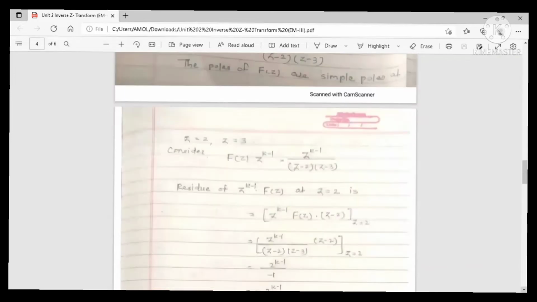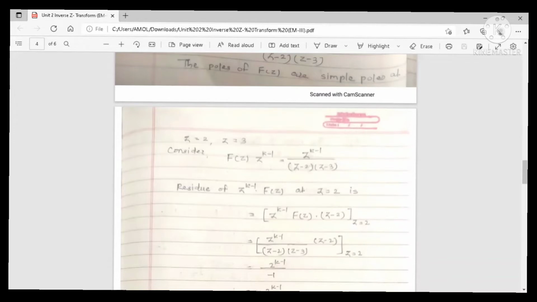Now the residue of z raised to k minus 1 into f of z at z is equal to 2. There are two poles, z is equal to 2 and z is equal to 3. So we first find the residue of z raised to k minus 1 into f of z at z is equal to 2. Here z is equal to 2 is a simple pole. So the value of r is 1. See, (z minus 2) to the power 1, (z minus 3) to the power 1, means the value of r is 1.